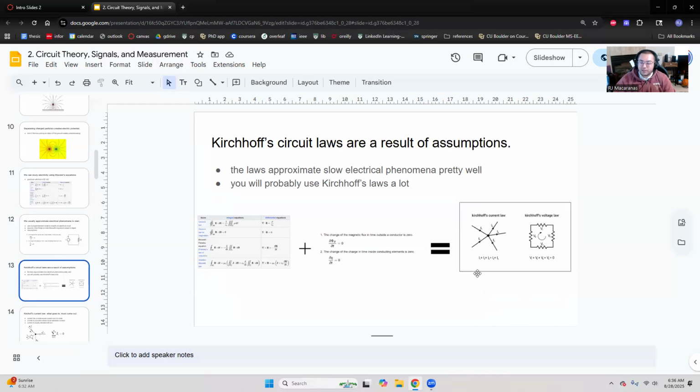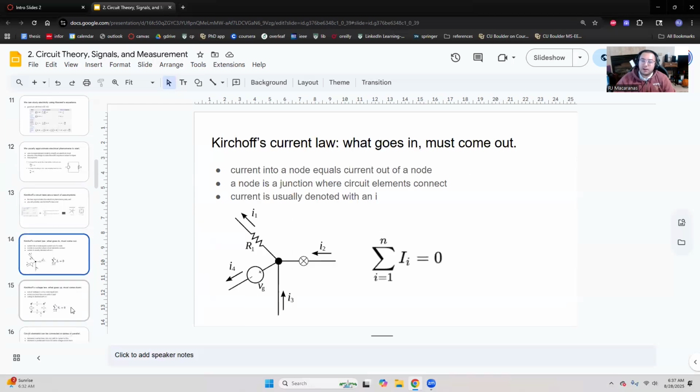So there are two flavors of these. There's the current law and the voltage law. And so we'll get into those right here.